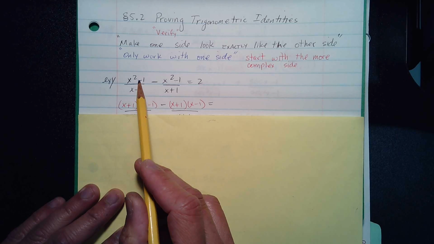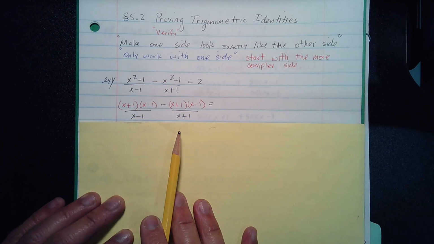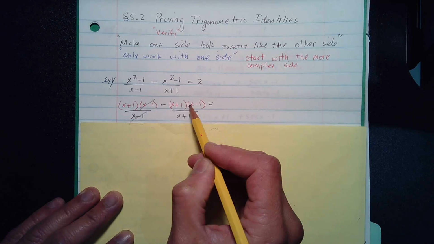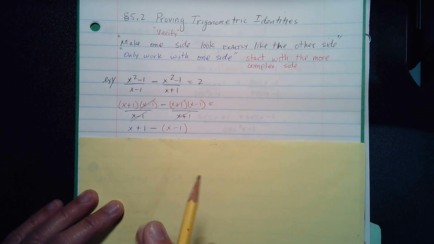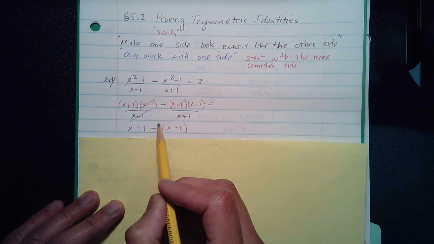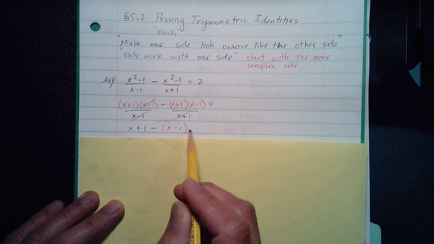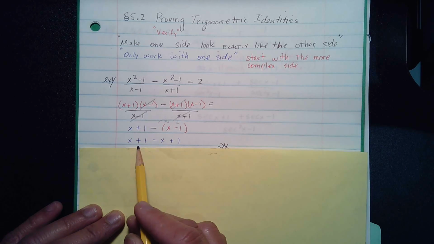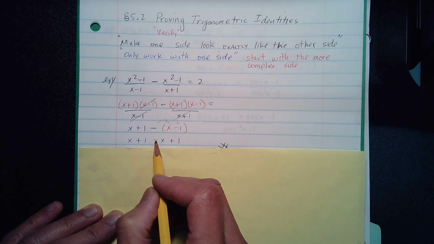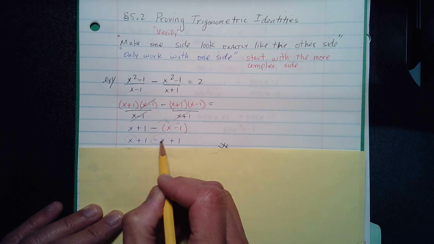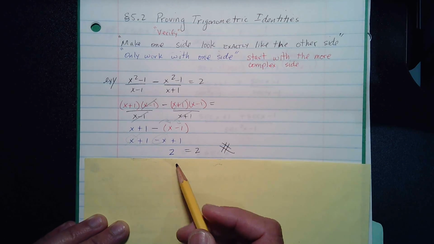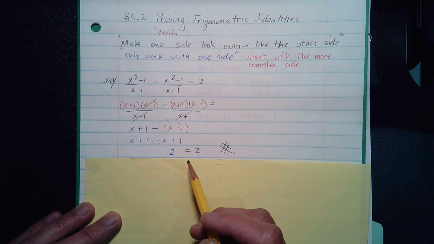So this is equivalent to this is equivalent to this. I brought down our denominators. This could be reduced and this could be reduced. Now we have x plus 1 minus x minus 1. Distribute the negative. We have x plus 1 minus x plus 1. Combine like terms, x minus x, that's 0, 1 plus 1. There's your 2. So now I made the left side look like the right side.